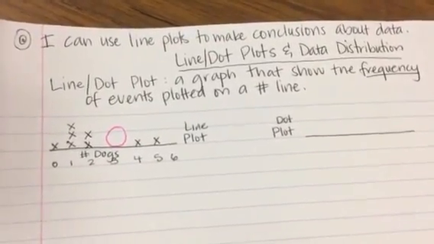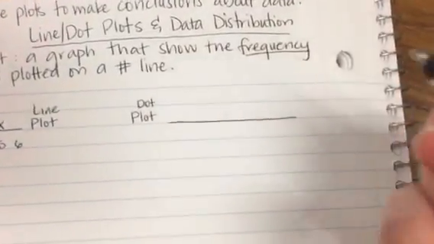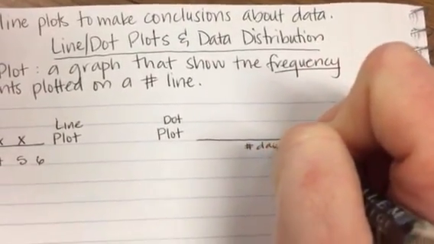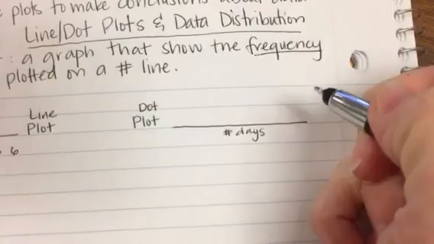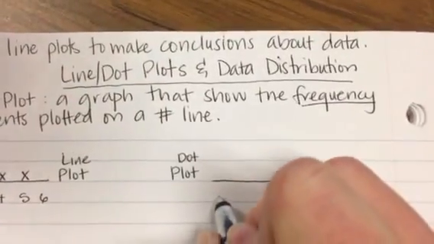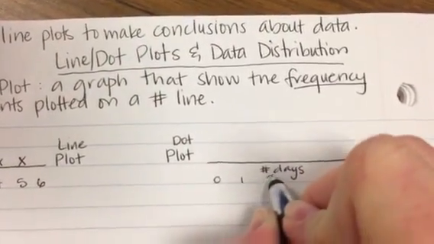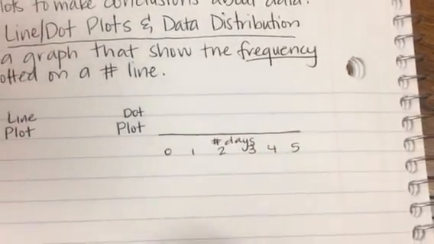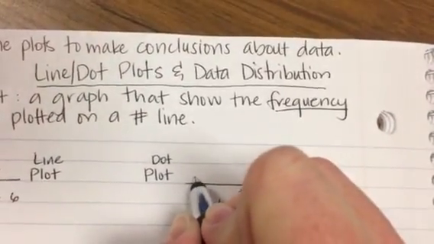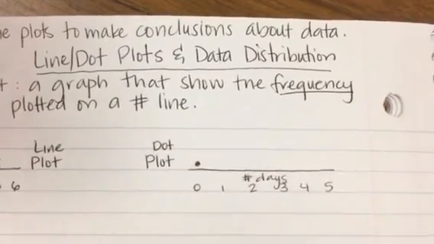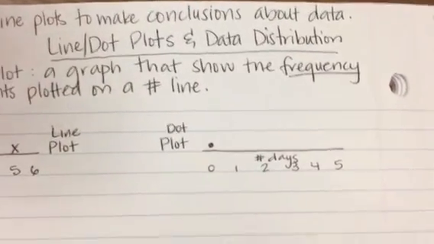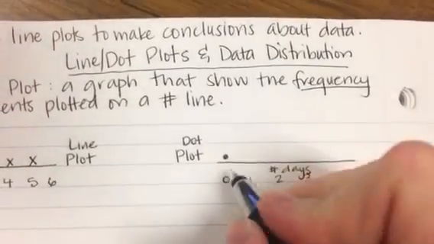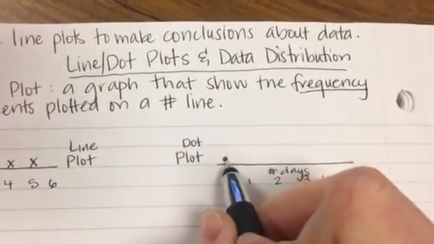Let's switch gears and do the dot plot. The dot plot is very similar. Let's say that the dot plot is going to be the number of days. And let's say this is the number of days that students were absent. So this one's going to go from 0 to 5. And let's say that there was one person who didn't miss any days. So you'll notice that the major difference is that instead of using X's, we're using dots. It's still on a number line, and we're still only representing one person with each dot.